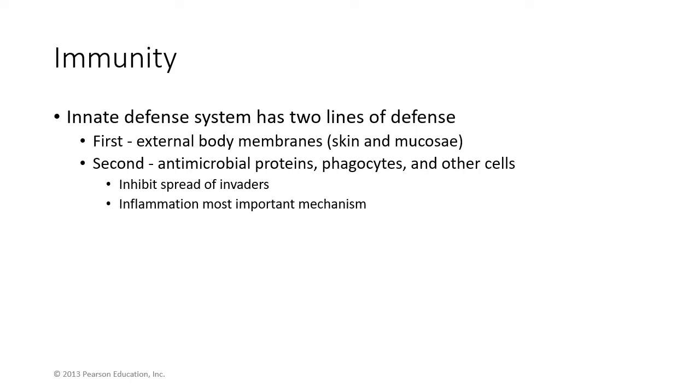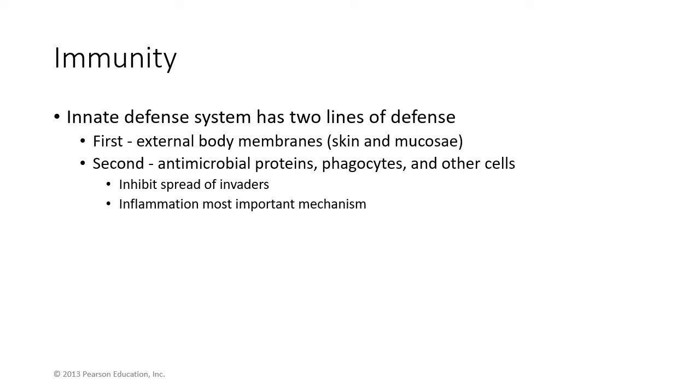The second one is if you bypass that first boundary, the skin and mucous membranes, then you have what are called antimicrobial proteins, which we'll talk about, the phagocytes, other cells that will come into play that will help inhibit the spread of infectors and prevent the disease from going any further.